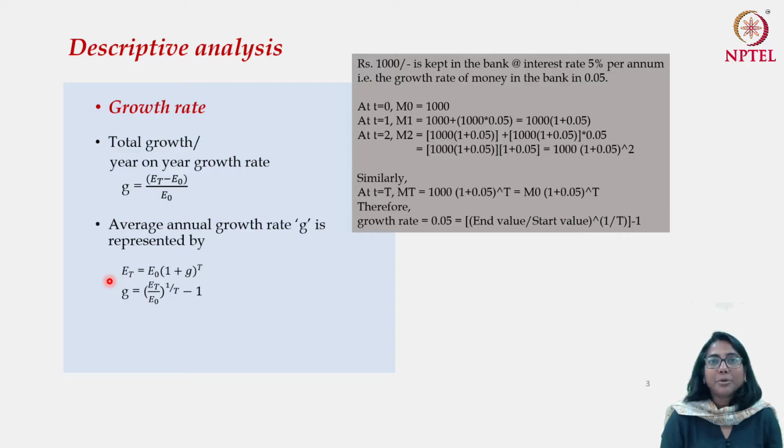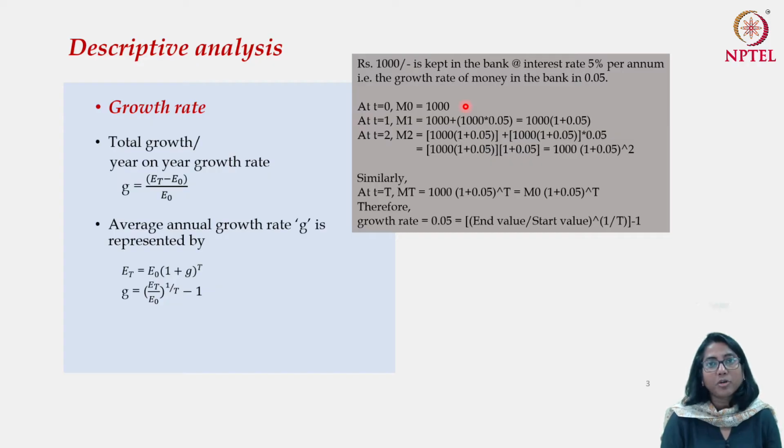We take a simple example of putting some money in the bank. This is easier because this is familiar to all of us. Suppose I have 1000 rupees, I want to keep it in the bank, and the bank gives me an interest rate of 5%. What I am saying is that I have some money which is growing at the rate of 5%. So I know that this G is actually 5% or 0.05. At the initial period, time point t equal to 0, the amount of money that I have is M naught, which is equal to 1000.